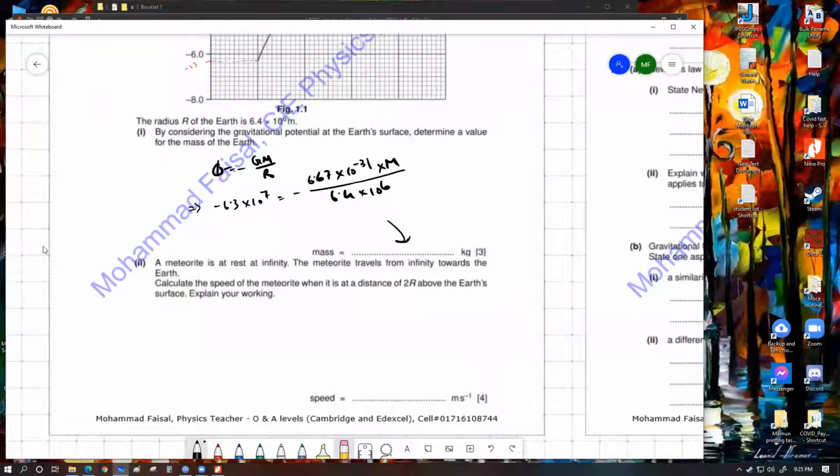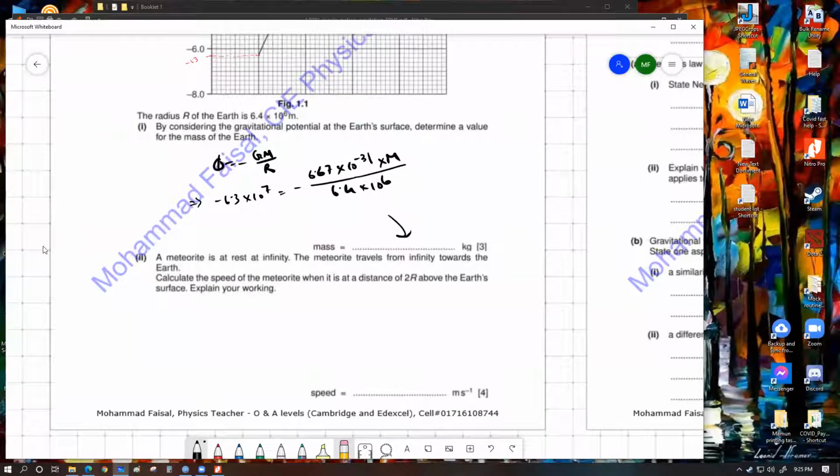Then number 2, it says a meteorite is at rest at infinity. The meteorite travels from infinity towards the Earth. Calculate the speed of the meteorite when it is at a distance of 2r above the Earth's surface. Explain your working. Okay, understood. A meteorite is at rest at infinity. So what is the potential value? Someone tell me. What is the value of potential at infinite distance? 0. It is 0. Beautiful. So it starts its journey from zero potential, and then it travels.